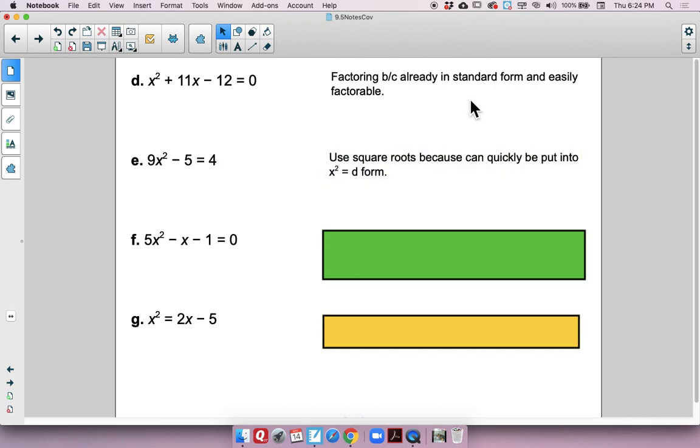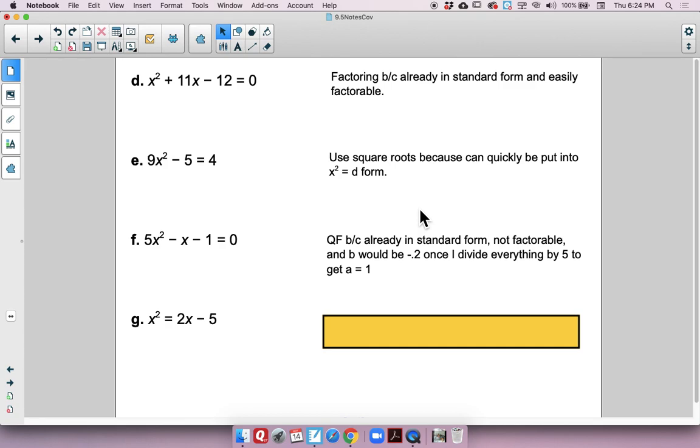Okay, I'd use extracting the root or using square roots, because you can quickly put this into the form of x squared equals d, right? If you added 5 to both sides and divided by 9, pretty simple to do. Okay, what about F? Try it.